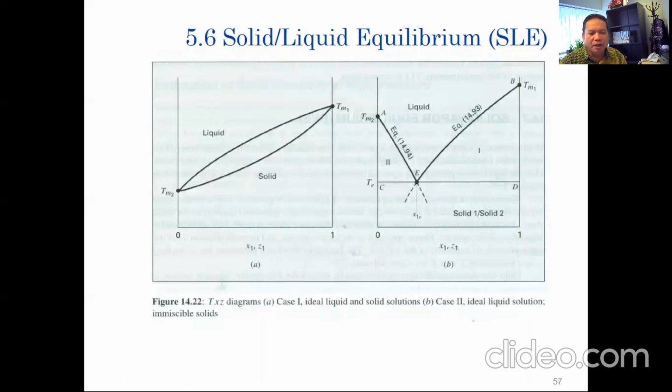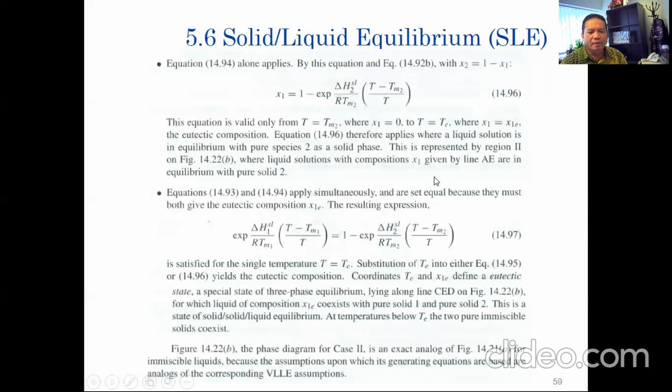Then we got this graph here. You can see this is very similar to the graph we have seen earlier. This is the species 1 rich solid-liquid mixture. Both are solid in this region, this is liquid, and this is the eutectic point. This is a species 2 rich mixture.